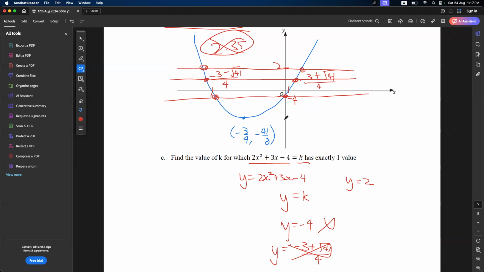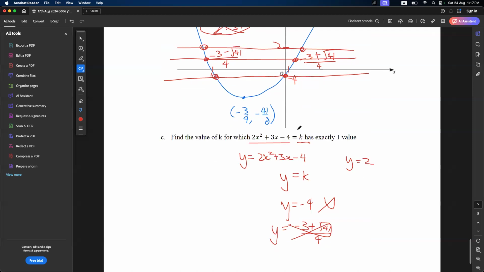Teacher, is it -41 over something? For you, William, yes, it is. y is equal to -41/8. Because when you draw this line exactly at the turning point, this is what we call the tangent line, right? Which means they will only touch once, which in other words means they have one value only. Anyone didn't get that?